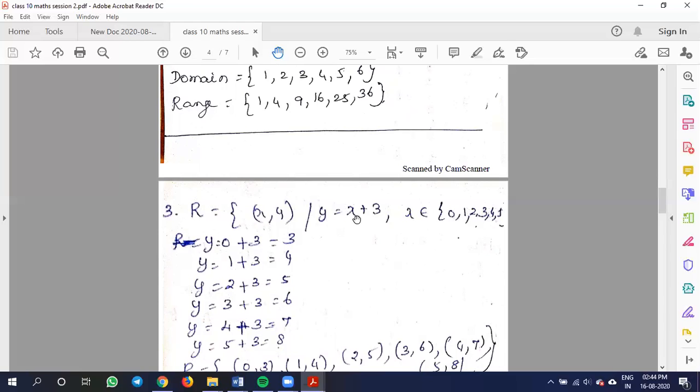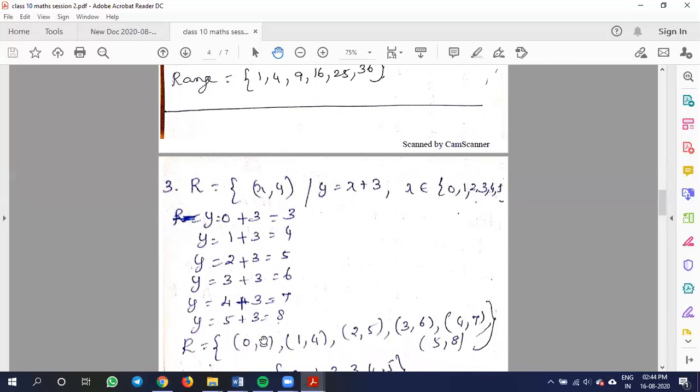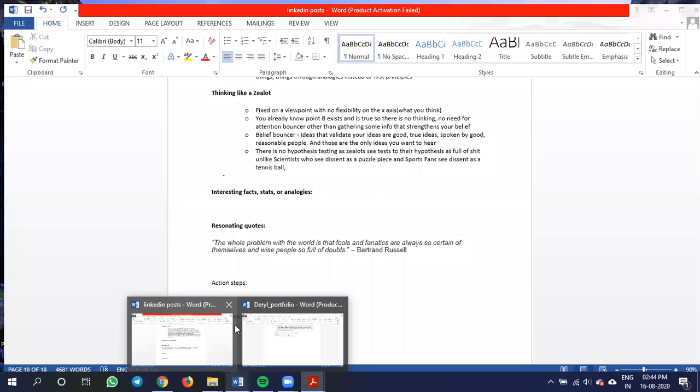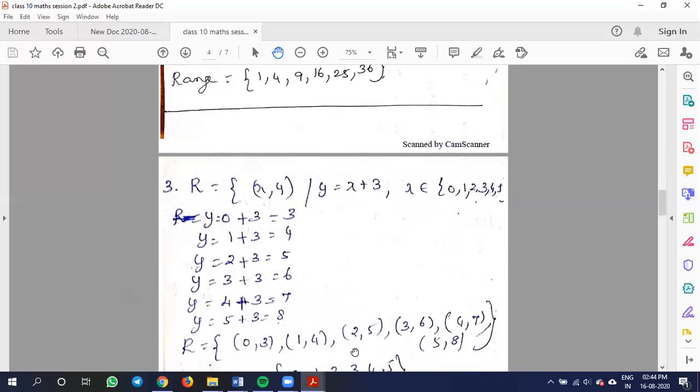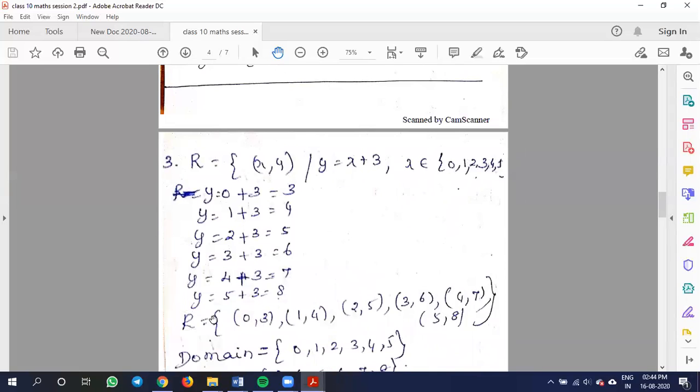Now the next element, what's the next element? 4. So 4 and 3 is the constant. 4 plus 3 is 7. Now what's the last element? 5. So 5 plus 3 is the constant. So 5 plus 3 is 8. Now we found the elements of R.